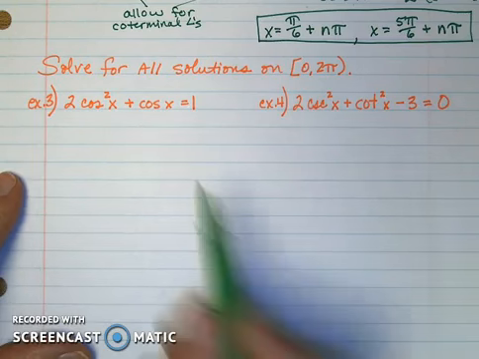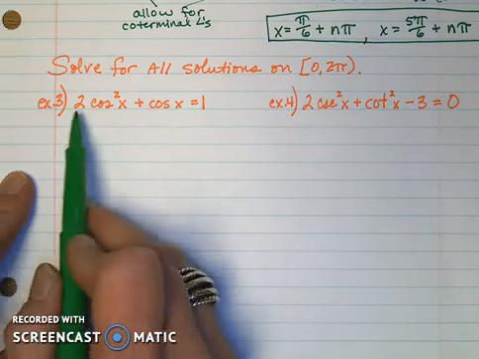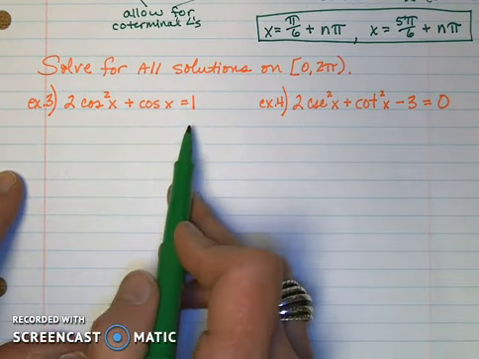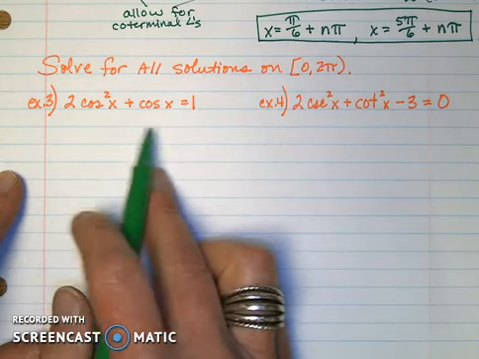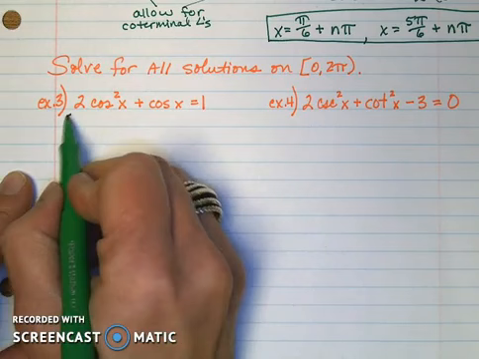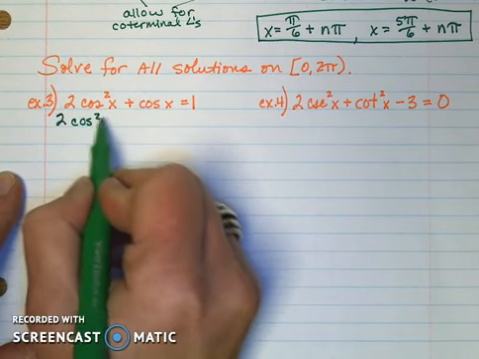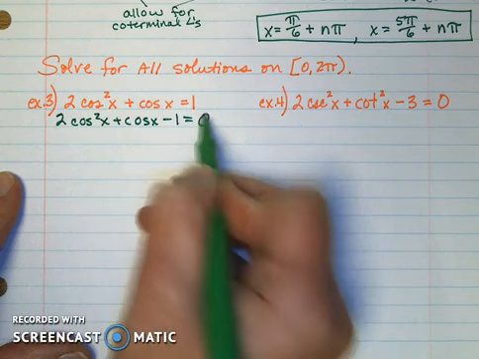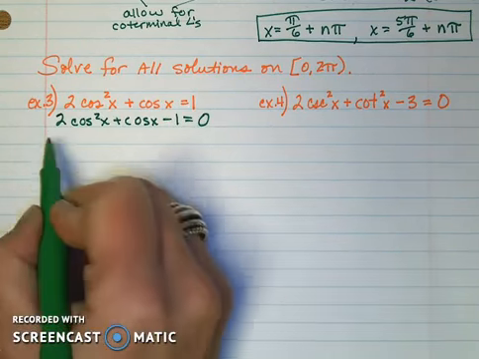All right, so let's look at example 3. 2 cosine squared plus cosine equals 1. I hope you recognize that as something that may be factorable. I'm going to bring the 1 to the other side, so I have 2 cosine squared plus cosine minus 1 equals 0. And that we can factor.